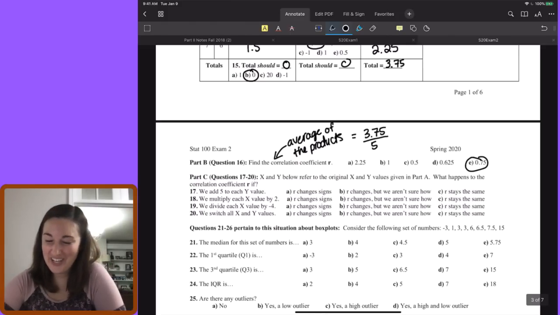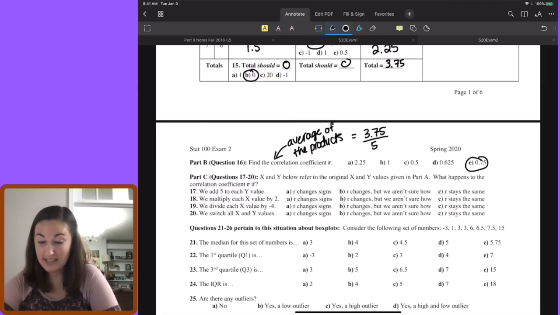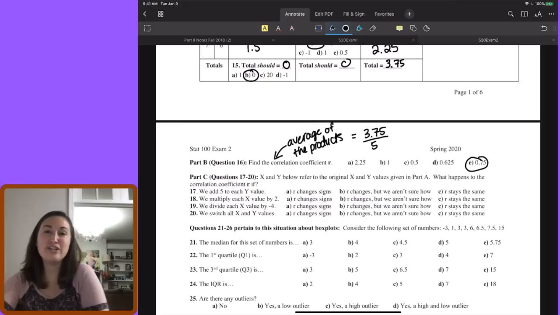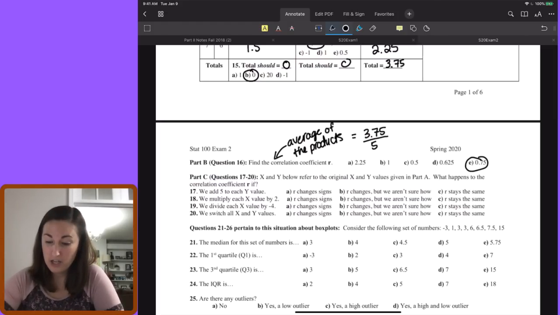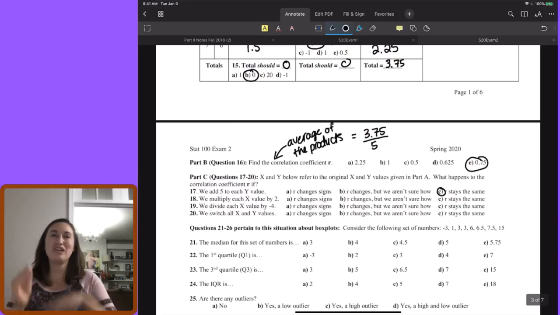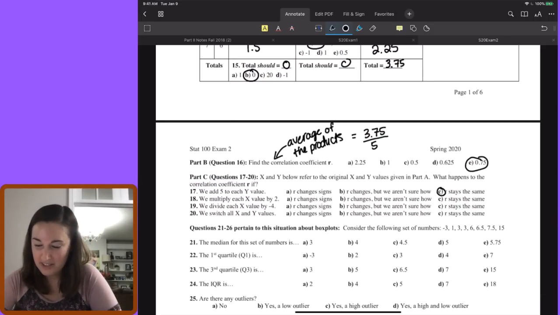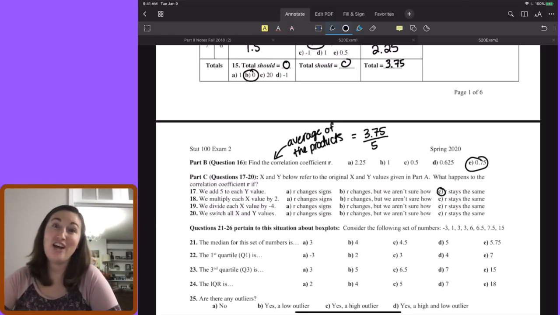And then part C, the very last part, it says the x and y refer to the original x and y given in part A. What happens to the correlation R if we do all of these things? Remember, if we do the same thing to every number, either every x or every y, then the only time R changes is if we multiply or divide by a negative. So the first one says if we add 5 to each y value, here R is just going to stay the same. If you think about the scatter plot, we're shifting it up, not over to the right. If we added 5 to each x value, that would happen.